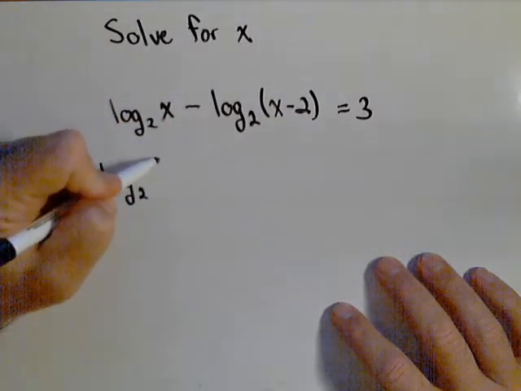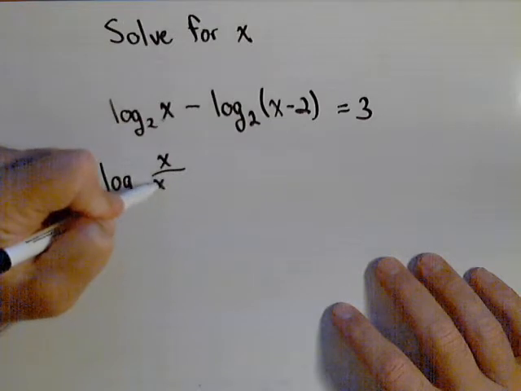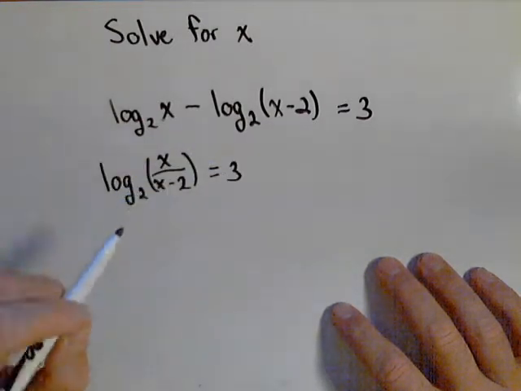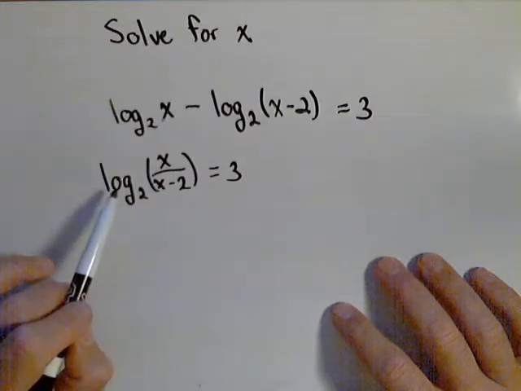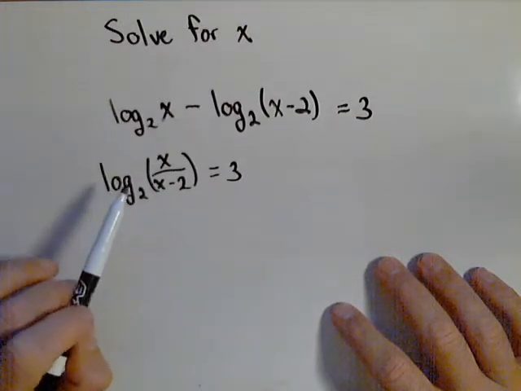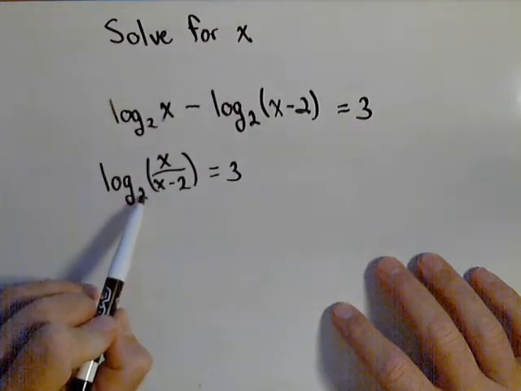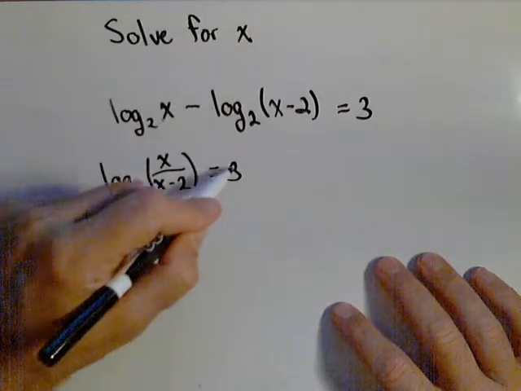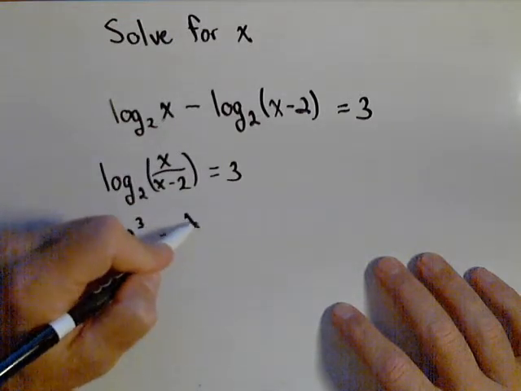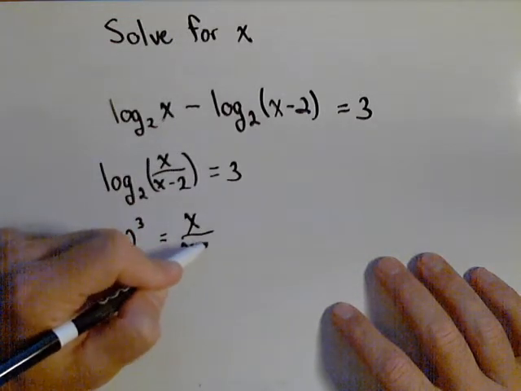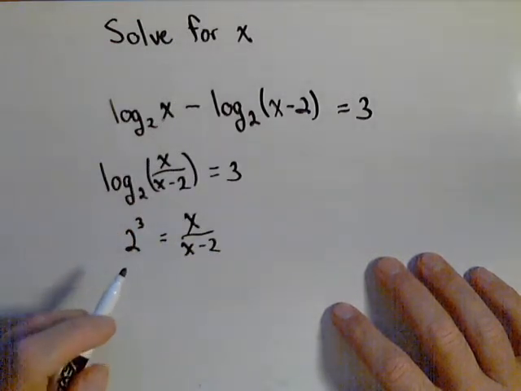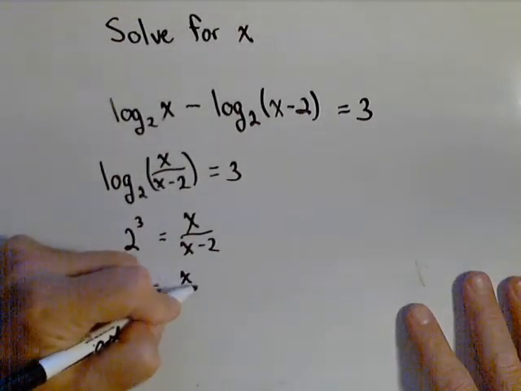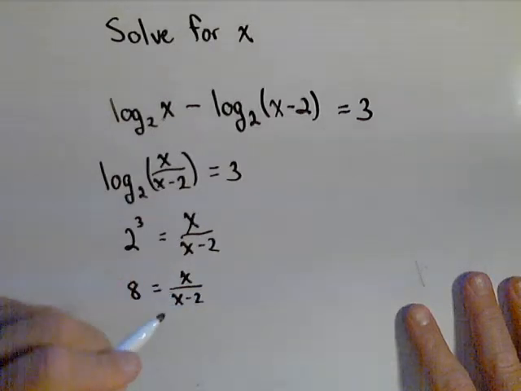So this can be rewritten as log base 2 of x over x minus 2, and that's equal to 3. Once we have it down to a single log, we're going to rewrite it as an exponential. So 2 raised to the 3, that's our exponent, is equal to x over x minus 2, and now we no longer have the log. So what we have is that 8 equals x over x minus 2.